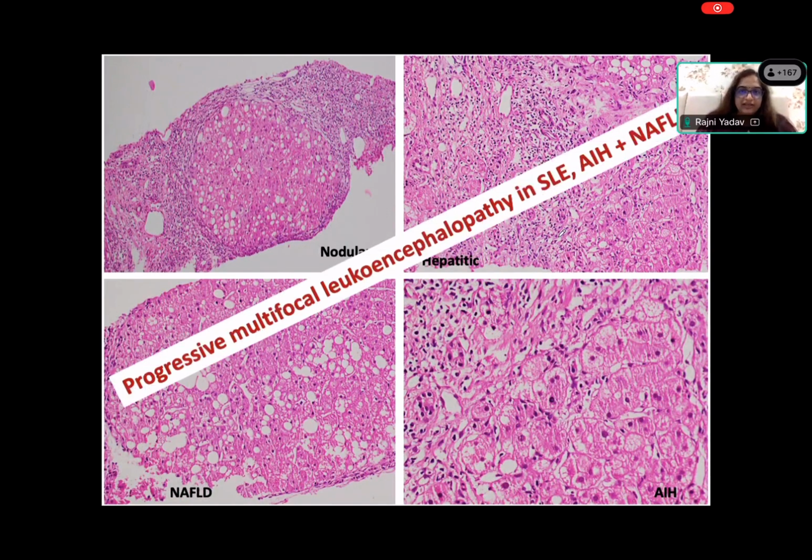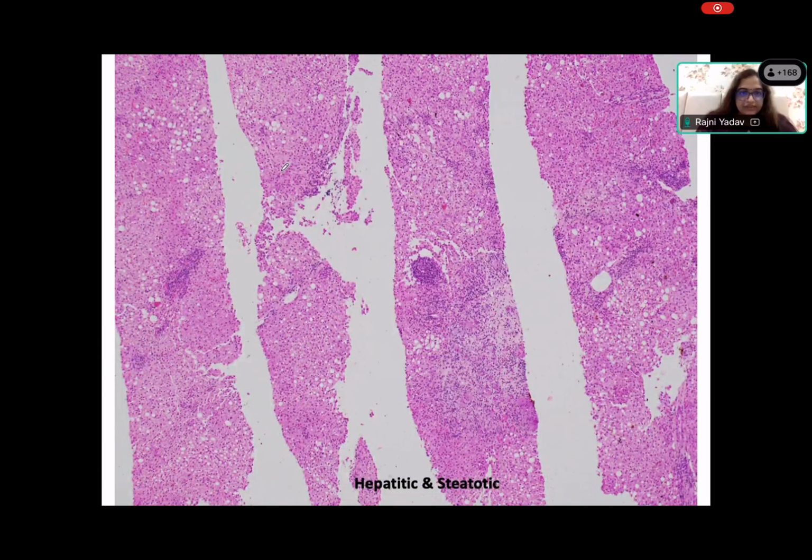And this was an SLE patient, and this patient actually presented with progressive multifocal leukoencephalopathy to the neurology department. So see how diverse the presentations can be. So this biopsy we had got from neurology. So here we can see there is yes some macrovesicular steatosis, and there is a lot of inflammation also. So this pattern is a combined hepatitic and steatotic pattern.